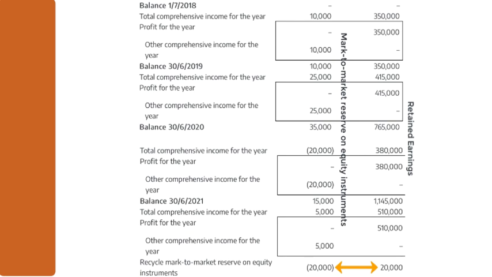If your policy was not to recycle, you could leave the balance of 20,000 right there in the mark-to-market reserve column. Then your balance at the end of the year would not be naught. It would be 20,000 and it would stay 20,000, even though you have sold the shares, even though you have disposed of the underlying asset. You can leave the mark-to-market reserve on equity instruments. Now, if you only dispose of a portion of the shares, the amount that you recycle, if that's your accounting policy, will only be a portion of the balance. It won't be the entire balance. You would have to calculate the part of that balance that relates to those shares, that portion you are selling.